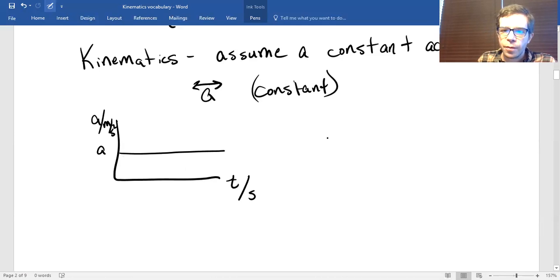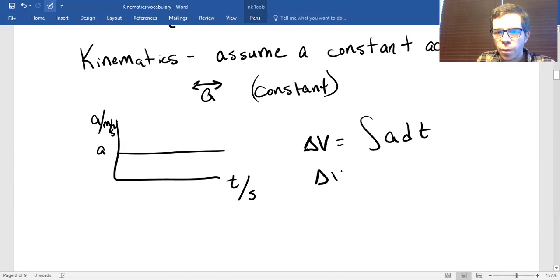So if we take this integral, what we end up with is a change in velocity equal to the integral of a dt. So delta v then, and I guess really I should have some boundaries here, right? Let's use c and d instead of a and b since a is acceleration. So, or let's just say initial and final.